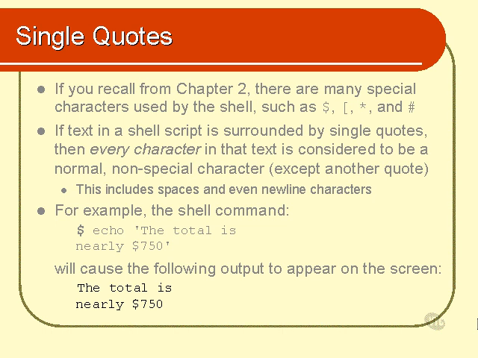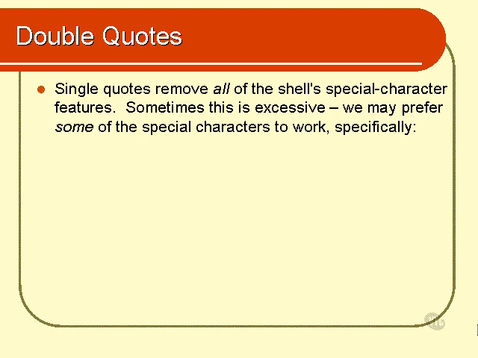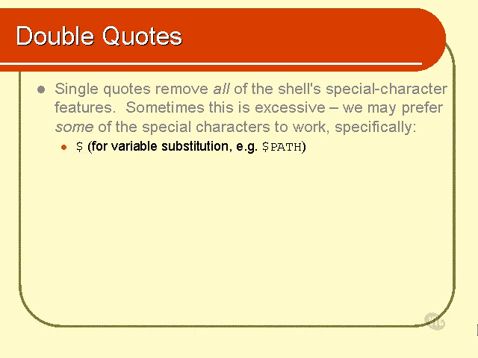Now let's have a look at double quotes. So when you think you've got your head around all that, double quotes come along and mess up the picture a bit. Now I mentioned that single quotes actually remove all of the shell's special character features. Now this is okay, but sometimes it's a little excessive. As a convenient shorthand, we may actually prefer some of those special characters to work, and the ones that I'm talking about are using the $ sign for variable substitution. So we may like the $ sign to remain special.